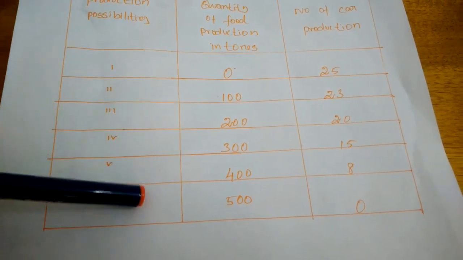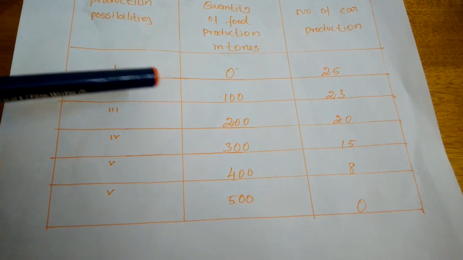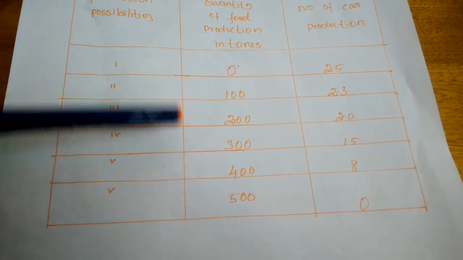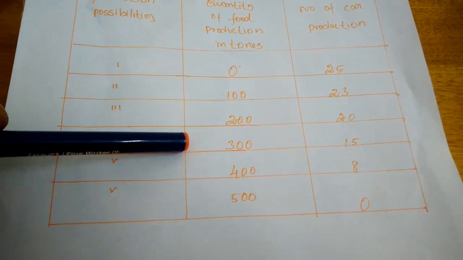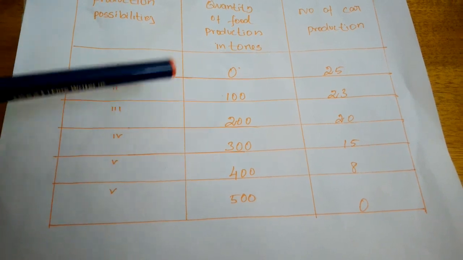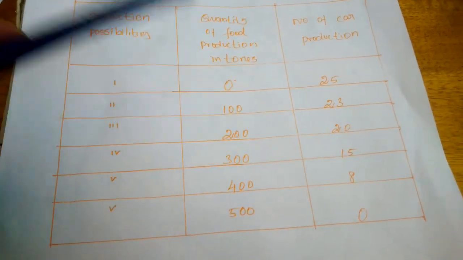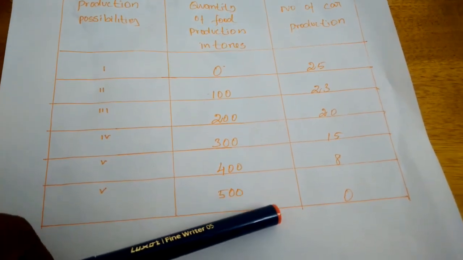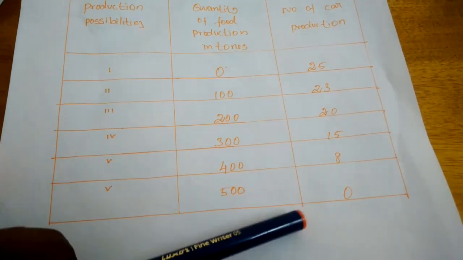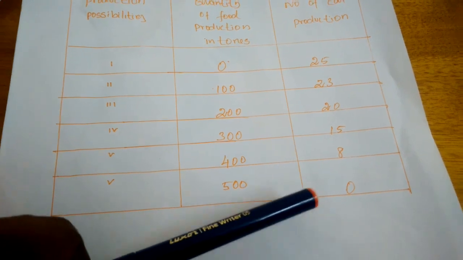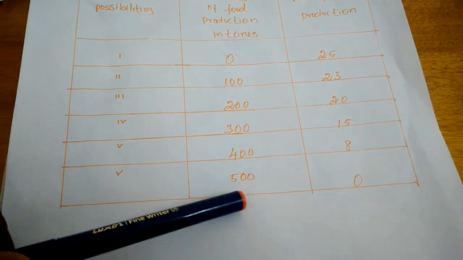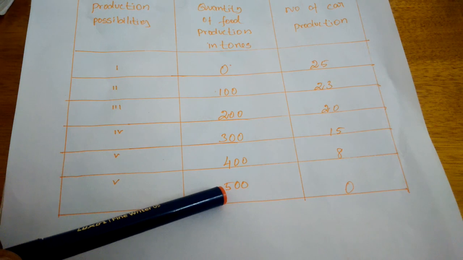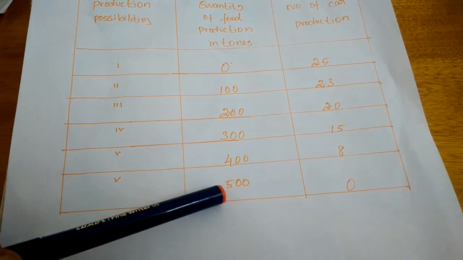Suppose our economy is a developing nation; we can use the 4th possibility, because developing nations require food and also luxury items. If our nation is underdeveloped, and many people do not have food or the basic necessities of life, first we have to select the 6th possibility.